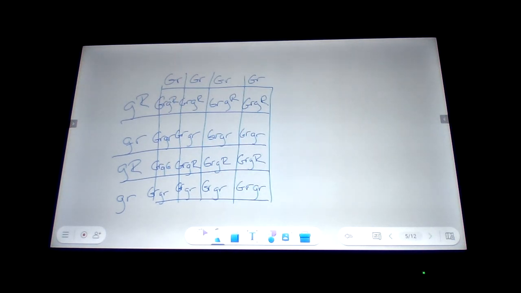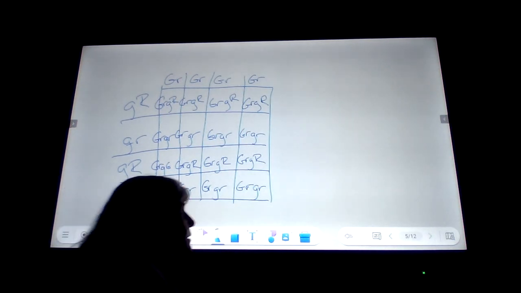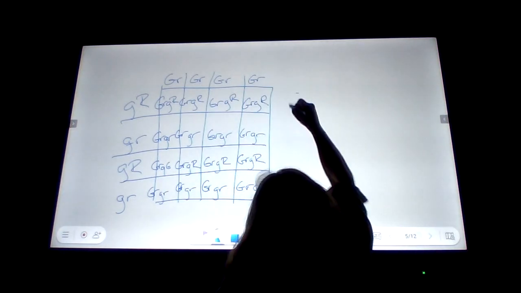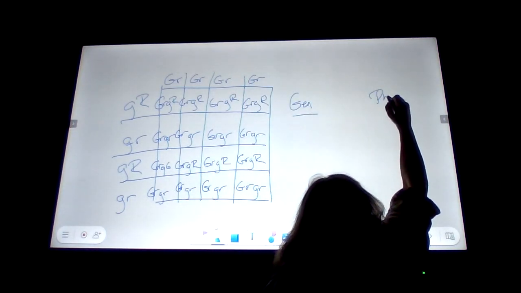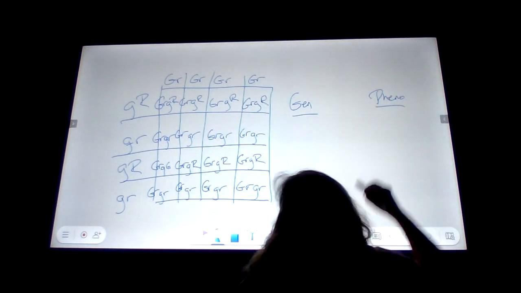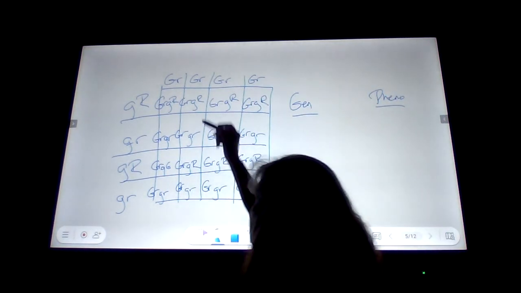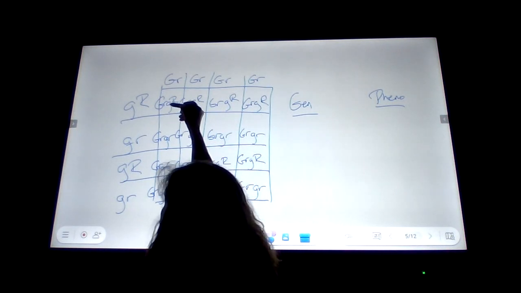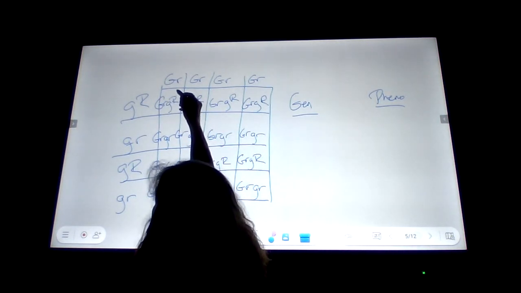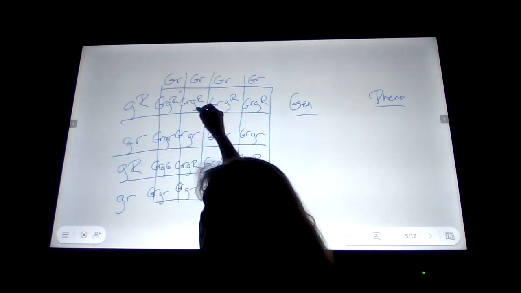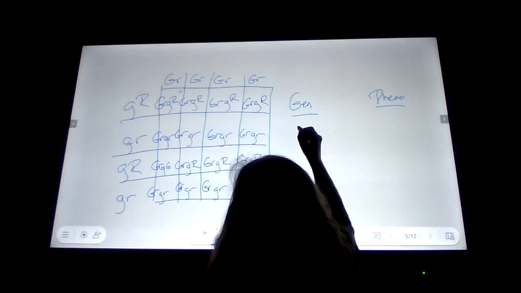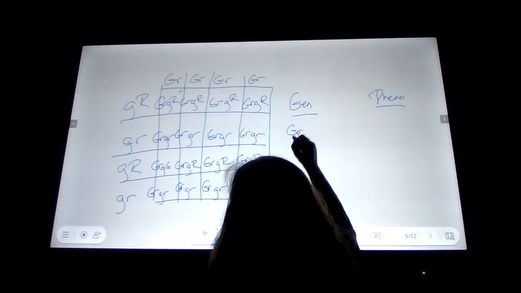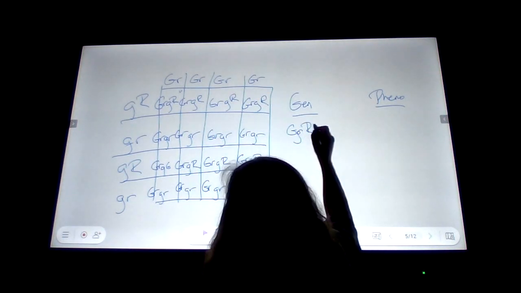So let's put this together and make some sense out of it. Again, here's my genotype. Here's my phenotype. When I look at this, I see I have a big G and a little g and a big R and a little r. Now, you want to put the G's and the R's together at this point because it's going to make it easier to determine your phenotype. So I've got a big G, big R, little r.